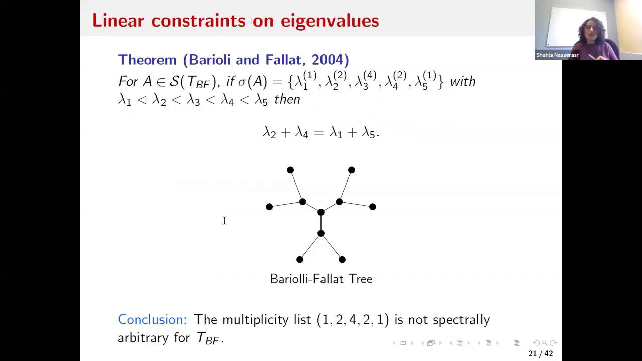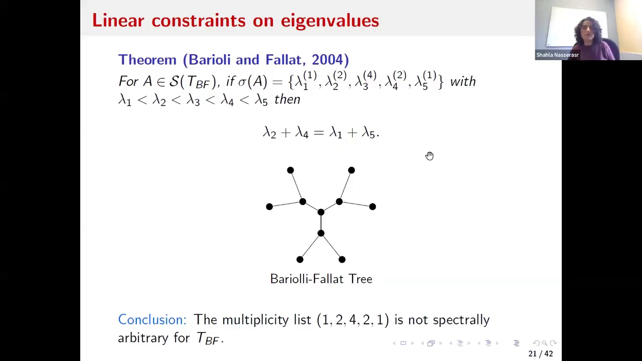So how do we use that to give more information about the structure of the graph and eigenvalues given some multiplicities? I'll start with this one, the Barioli–Fallat tree, a counterexample for spectral arbitrariness. Barioli and Fallat showed in 2004 that if you have a matrix with spectrum λ1 to λ5, so 5 eigenvalues, where their multiplicities are 1, 2, 4, 2, 1 in that order, then the eigenvalues have no choice but to satisfy this relationship.